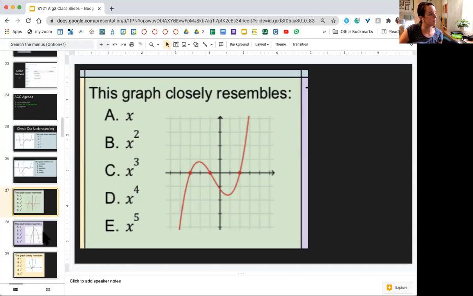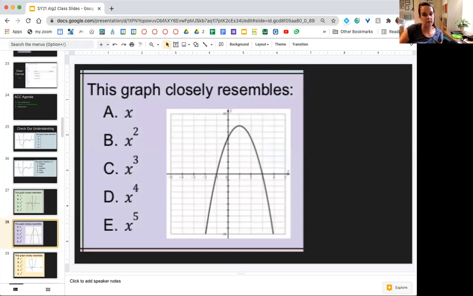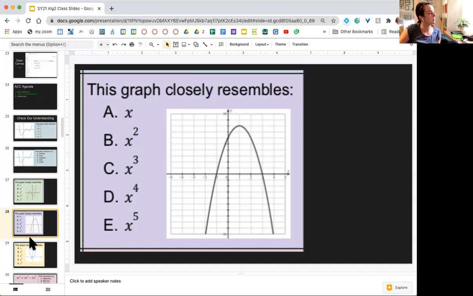All right, let's do this one. Is this x, x squared, x to the 3rd, x to the 4th, or x to the 5th? Got 3 votes, 5 votes, 8 votes, 9 votes, 11 votes. Take 5 more seconds. 5, 4, 3, 2, and 1. Yes, great job. 100% of us got that it was x squared. Great job, team.